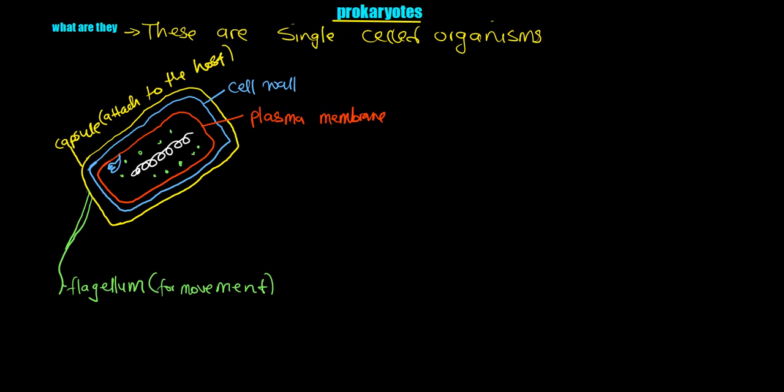Simple. So these green things you're able to see inside there are what we call ribosomes. So these ribosomes will be there to synthesize a certain molecule, that is protein. Okay, so ribosomes.